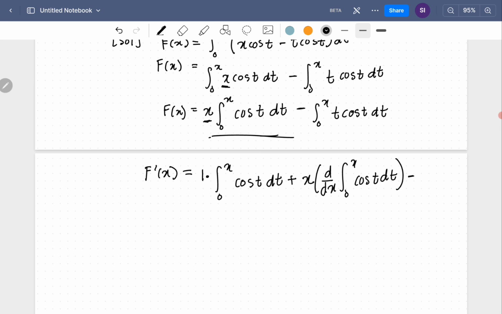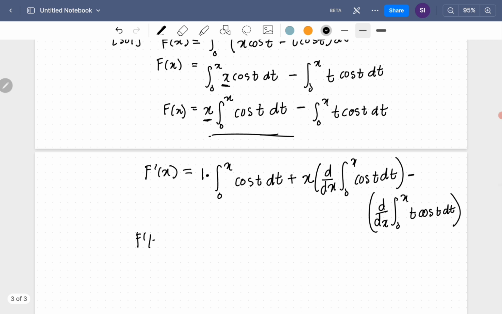minus all of this. Oh, I'm running out of space. I'll write it down here. 0 to x t, the derivative of that, cos of t dt. There we go. Now let's start simplifying it. Let's leave this as it is since we can't simplify just yet.